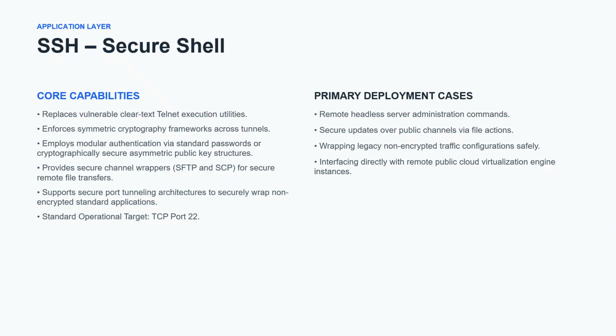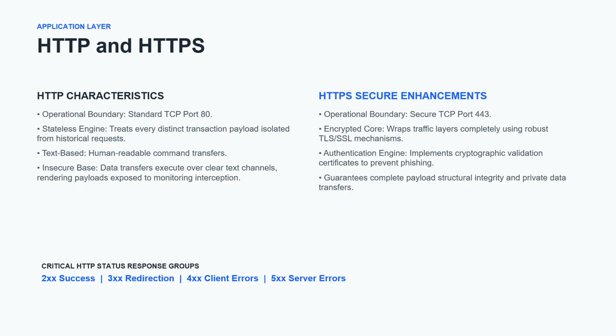Secure Shell and HTTP. SSH is a cryptographic network protocol used for secure remote login, command execution, and other secure network services. SSH provides encrypted communication between client and server. All data transmitted is encrypted to prevent eavesdropping and tampering. SSH supports multiple authentication methods including passwords and public key cryptography. SSH uses TCP port 22. SSH is used for secure remote administration of servers and network devices.